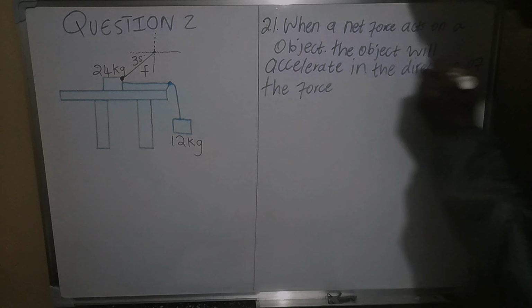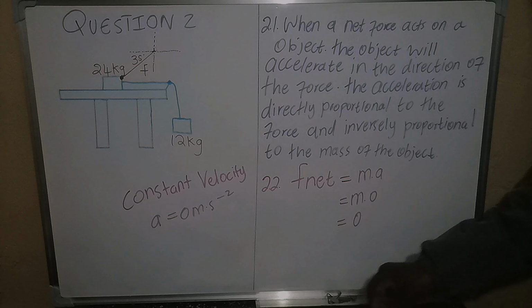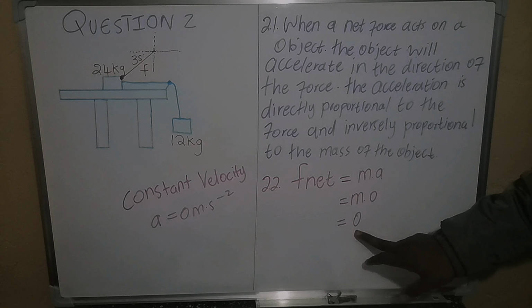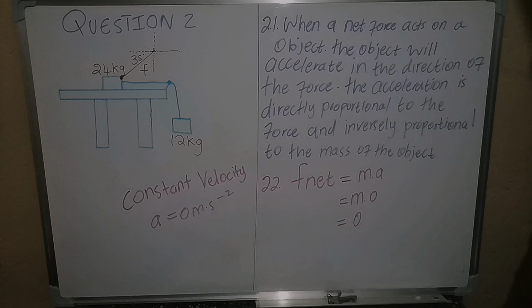Because, for example, Fnet is equal to ma. Where I see a, I put in my 0. So I'm going to have m times 0. Therefore, m times 0 is equal to 0. Hence, my Fnet is equal to 0. That is the resultant force acting on the system, equal to 0. I hope you understand. So you need to be familiar. When they say the object moves at constant velocity, our Fnet should always be equal to 0 going forward. Let's go to 2.3.